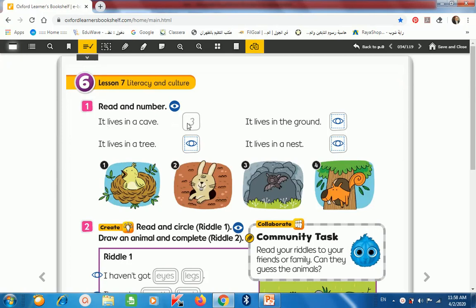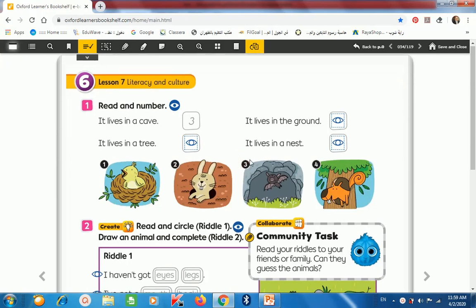I live in a cave. Which animal lives in a cave? Yeah, this is not a cave. Yeah, great. This is a cave. So write number 3. Write number 3 here, okay? Now let's move to the next.